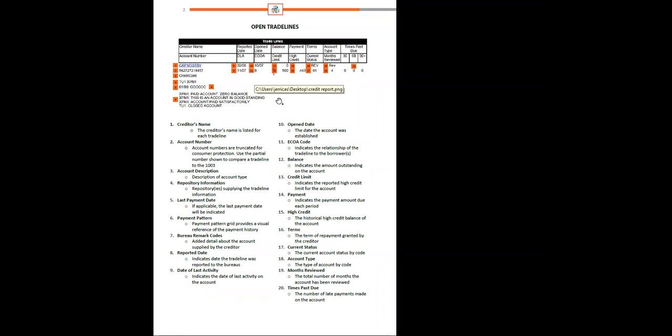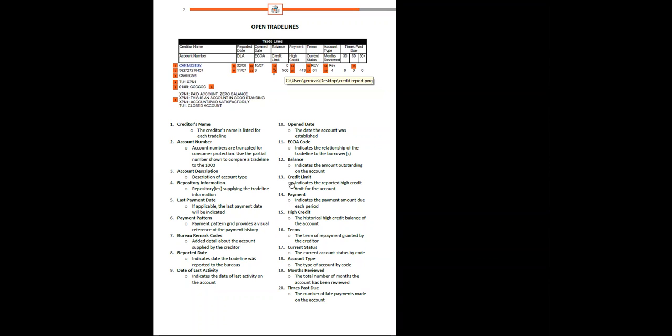Number 12 is the balance. That indicates what's outstanding on the account. In this case, it's zero. They have a zero balance. And then on 13, it looks at their credit limit. They have a credit limit of $500. That means they have a Capital One Best Buy card that has a credit limit of $500. And so they have a zero balance at this time, which is a positive.